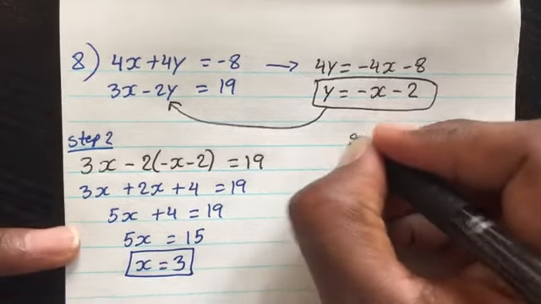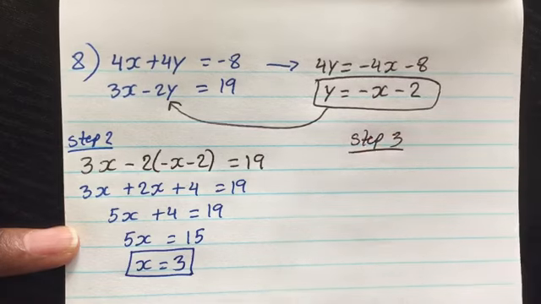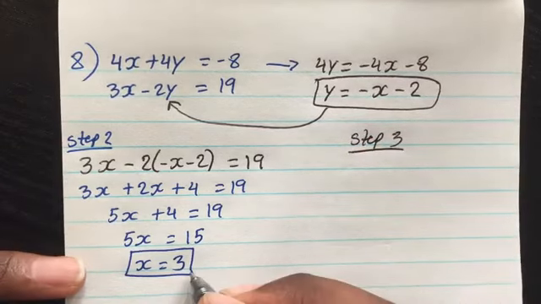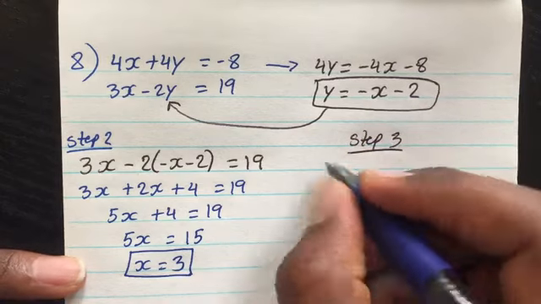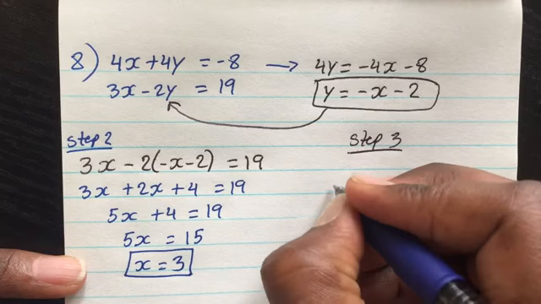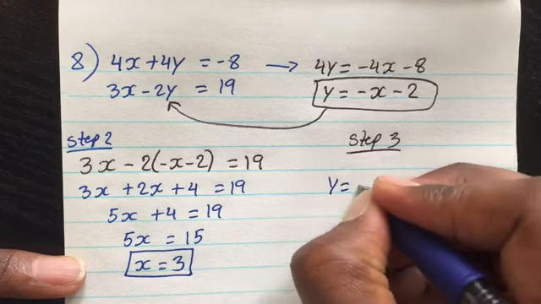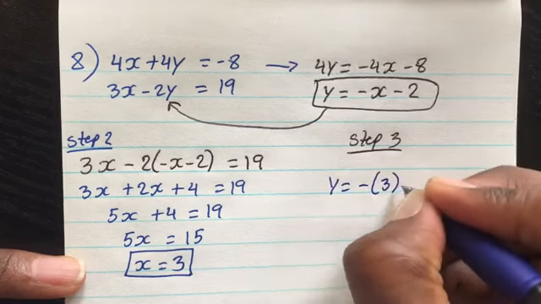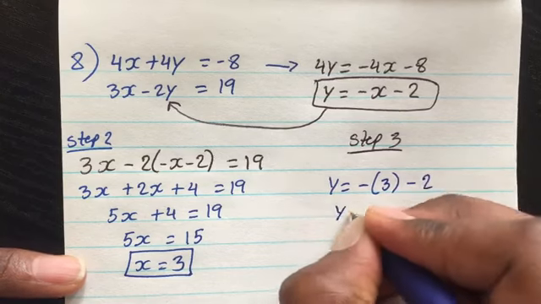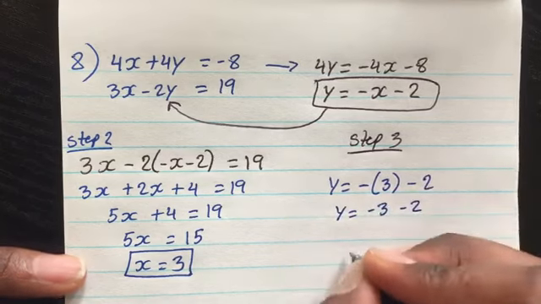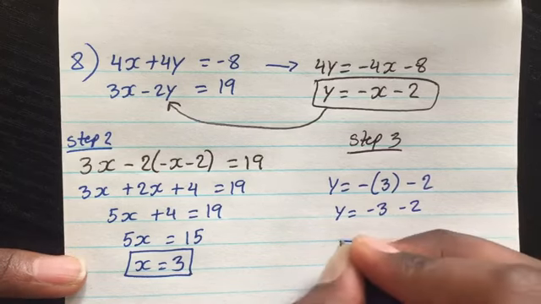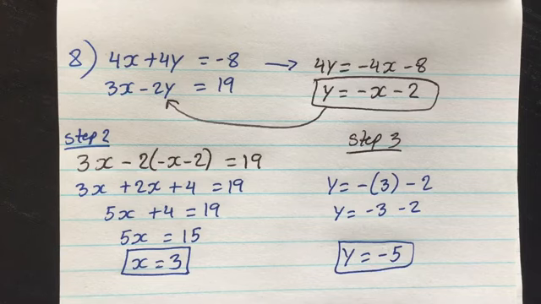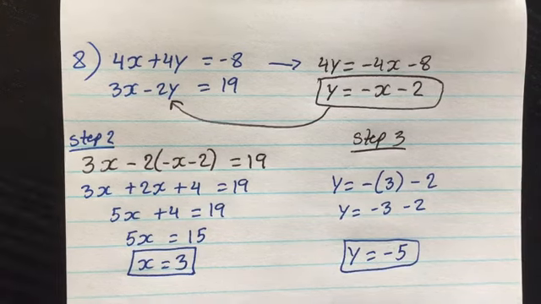Step 3. Take the result from step 2 and substitute into this x value right here, or either one of those two equations for x. So that means y equals negative of your x value minus 2, y equals negative 3 minus 2, y equals negative 5. So x equals 3 and y equals negative 5. Let's do one more.